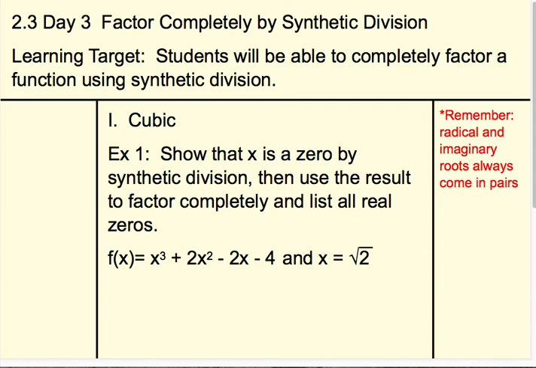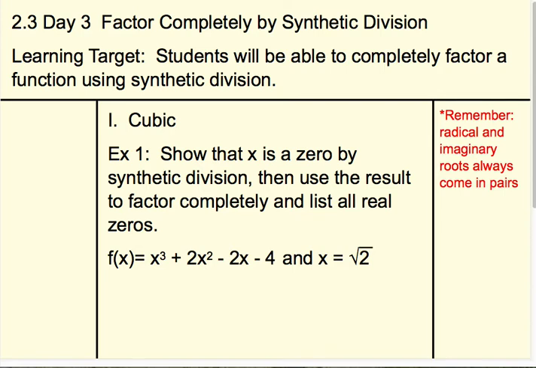In this lesson, we're going to take a look at how to use synthetic division to factor a polynomial completely. So our first example is a cubic function, and we're given that one of the roots is the square root of 2. So the first step in our directions is to show that x = √2 is a 0 using synthetic division.